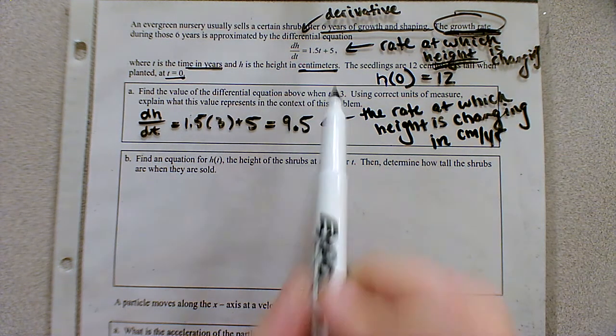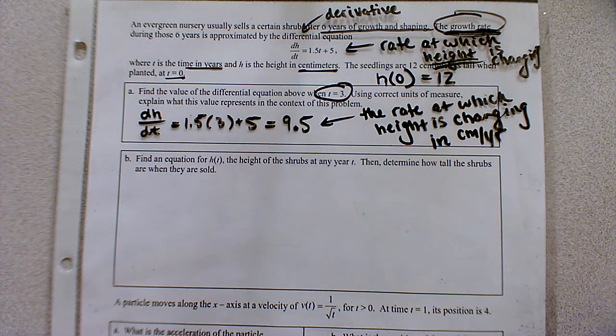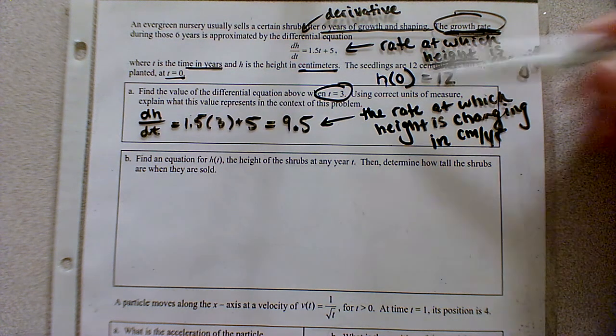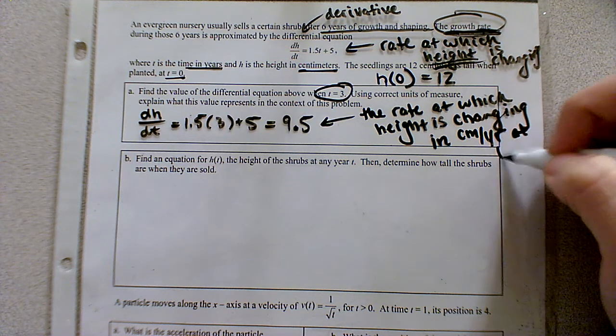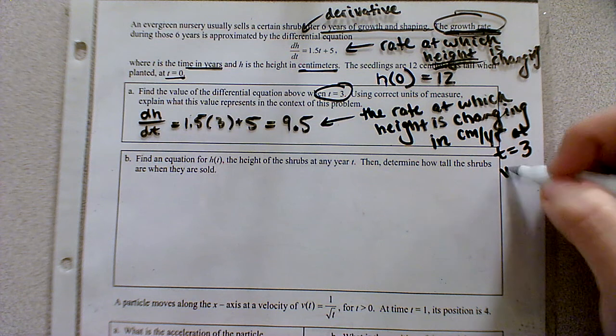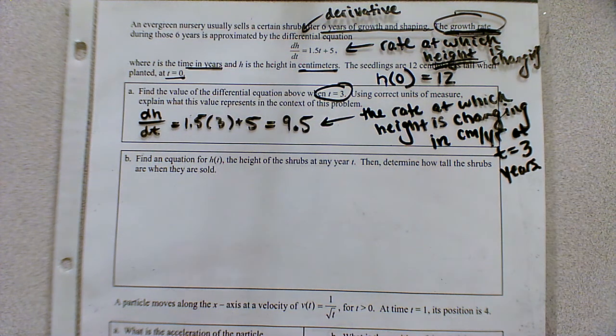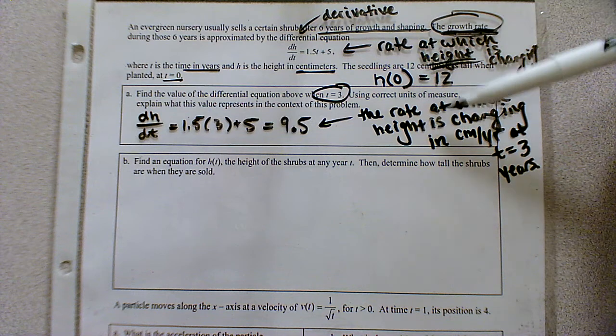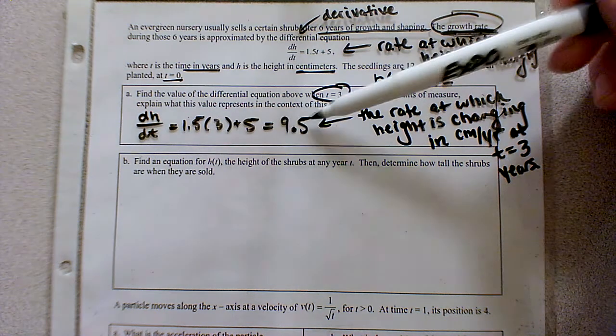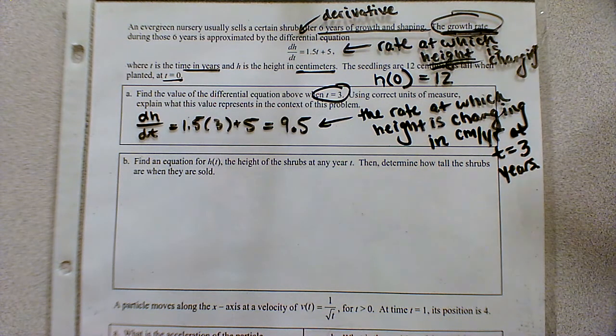Okay, and we were particularly looking at this exact point in time. So this would be 3 years after the plant was planted. So the rate at which height is changing in centimeters per year at t equals 3 years. All right, I say that's pretty good. You could rephrase this a different way. You could say height is increasing at a rate of 9.5 centimeters per year at the 3rd year. There are different ways you can rephrase it, but as long as you have the correct context and the correct explanation, that's all that's really important. Also, make sure you use the correct units.